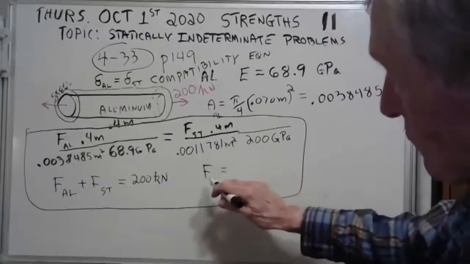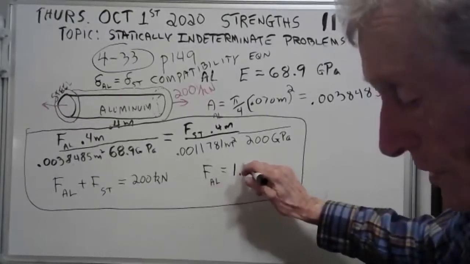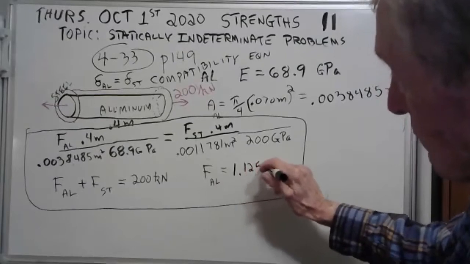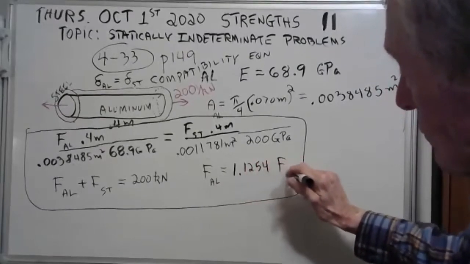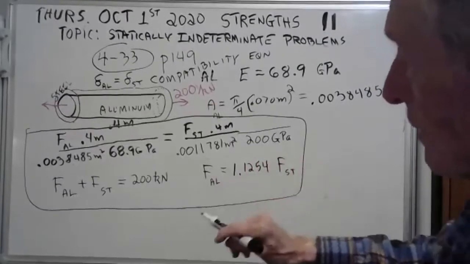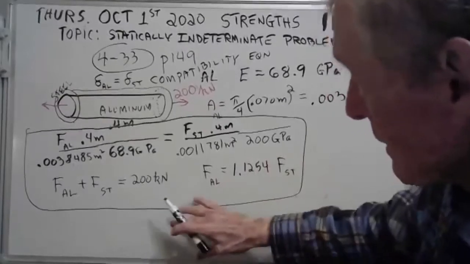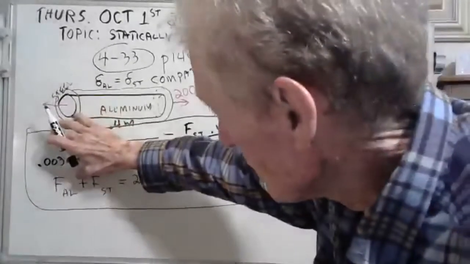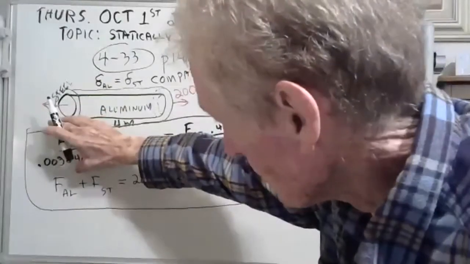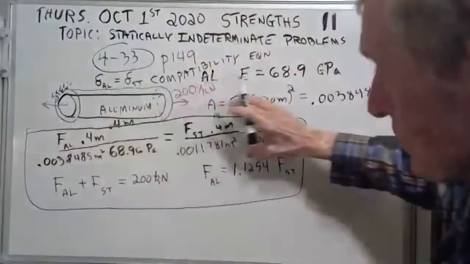I'm getting the force of the aluminum is equal to 1.1254 times the force of the steel. Can you get to here from here? You guys, I'm going to give you a minute to work on that. See, here's this equation here.